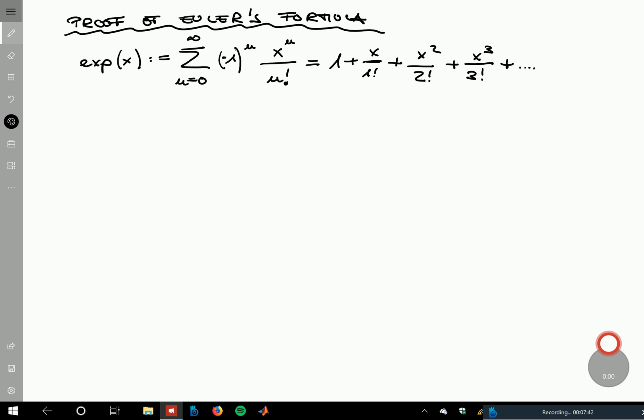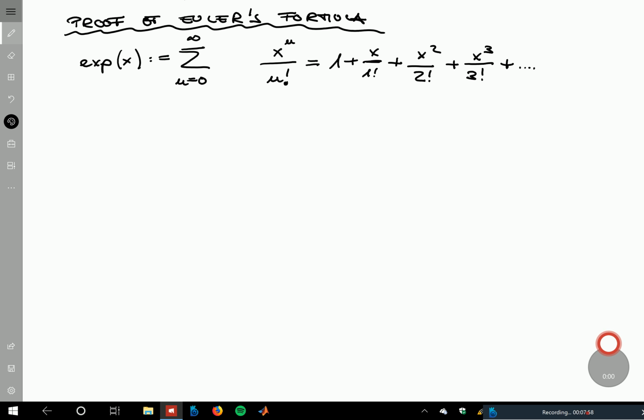No, that cannot be. That's a minus 1 too many. It's just this. Sorry, that's a copy and paste error. Because the cosine and the sine functions are defined like that.